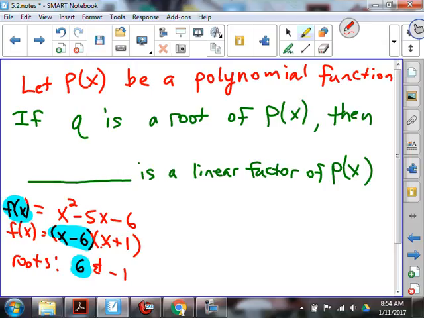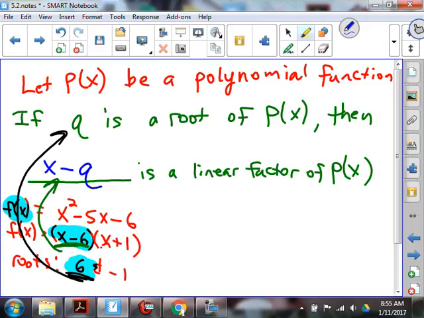I highlighted all the stuff that's pertinent to it. It's the same thing. We're just changing a couple things. Instead of 6, we're using a q. It's not that difficult. Instead of an f, we're using a p. What I'm saying is that this 6 right here is the same thing as this q right here. And so, consequently, this x minus 6 should be the same thing as what goes in here. Thank you, x minus q.